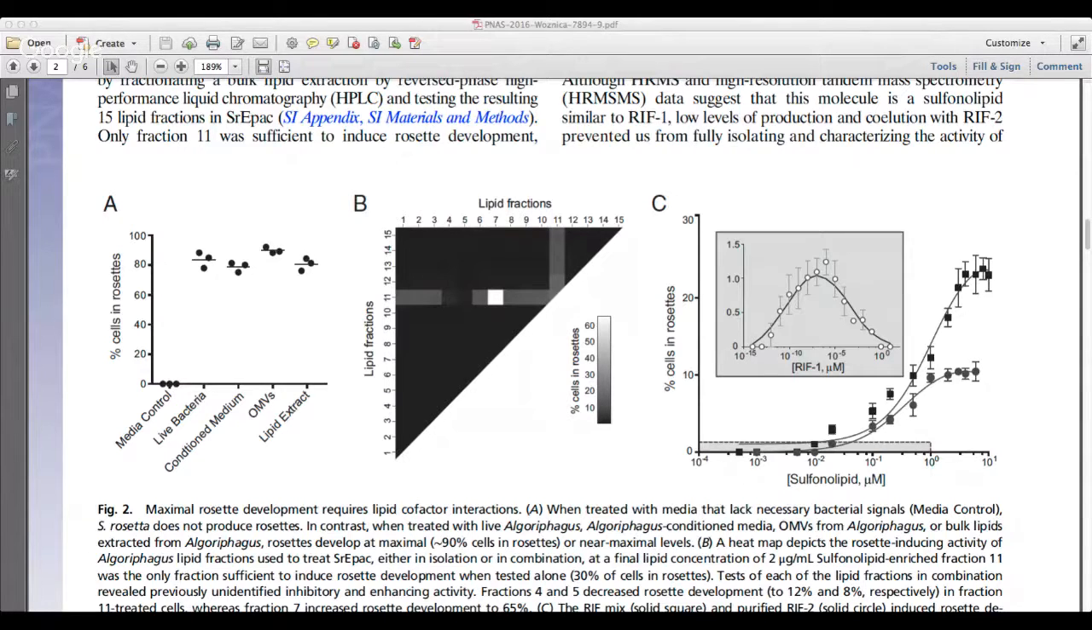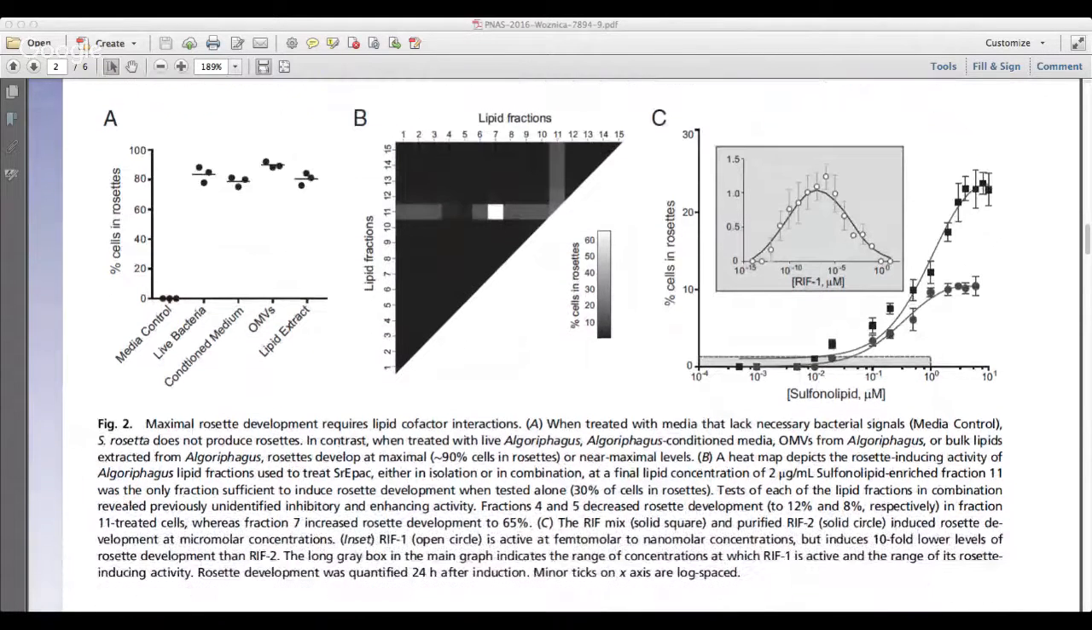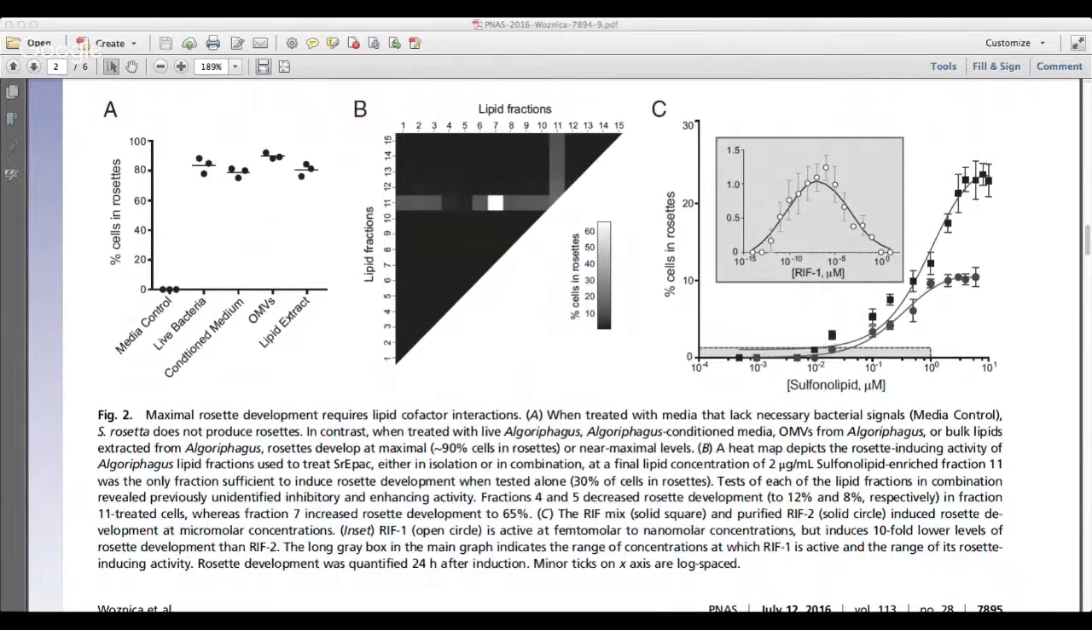And what they found for 2C was that here they're actually looking at two lipids that they found in fraction 11. For the moment, we're going to ignore 2B, because I think that gets into the combinatorial stuff that's a little bit confusing at the moment. But for C, they said, aha, we actually managed to find something else, which they're going to call RIF2. So what C is showing is the solid squares are the RIF mix, which I think is just fraction 11 altogether. And then they purified RIF2, which is the solid circles. And they found that this RIF2, in fact, induced more rosette development than the RIF1 that they knew about before.